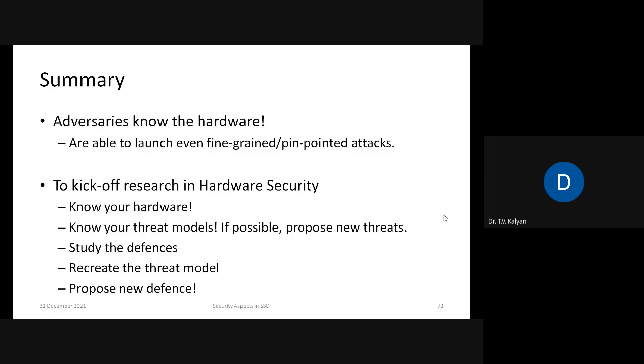It's not that we are coming up with a threat model with a bad intention to launch an attack or steal some information, but rather saying that this is one of the potential things that were not explored till now, and this should be something we should be careful about, right? And we should study all the defensive mechanisms that are in place for the threat models that we studied, and like Dr. Srishandu said, it's very important to recreate the threat model in your working environment. Only then you can propose a new defensive mechanism.